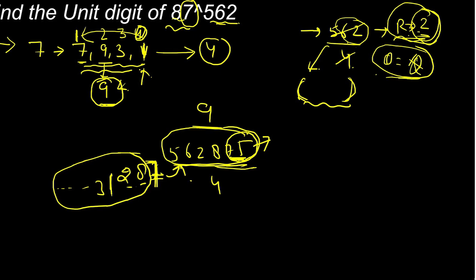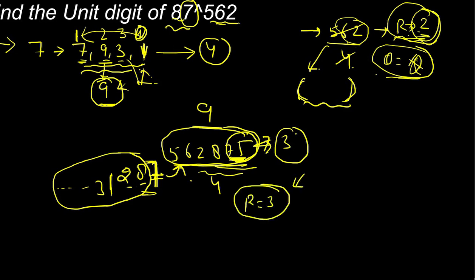So in this question you also do this. The remainder is going to be 3. So if I ask you the original question, the remainder is going to be 3, so the last digit is 3. This is so easy to find out the remainders, or the last digit.